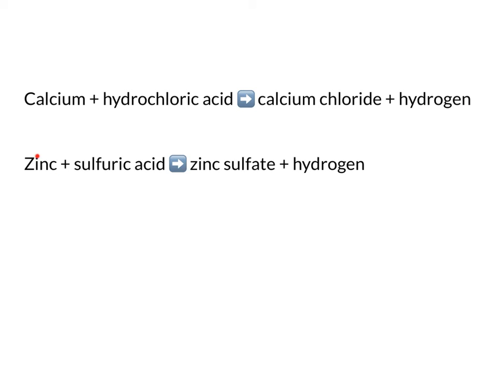And then zinc, a different metal, with sulfuric acid. Well, sulfuric acid will make a sulfate, so we end up with zinc sulfate, and of course hydrogen, which is always made. So you just need to remember today that an acid plus a metal gives you salt plus hydrogen, and you can test for hydrogen using the squeaky pop test.